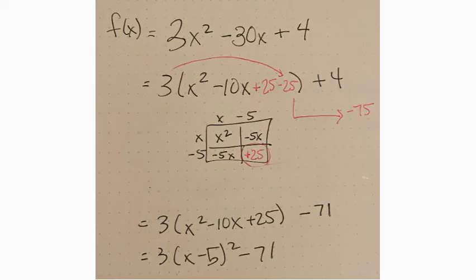Here's the second method for completing the square. This one connects to those of you who like to use the box method for factoring. It's a way to use the box in order to figure out how to complete the square.